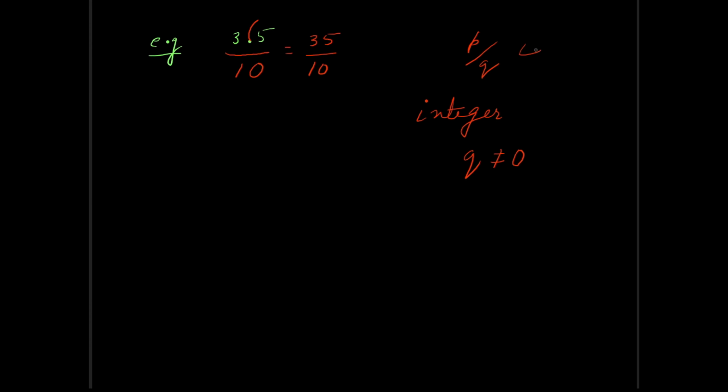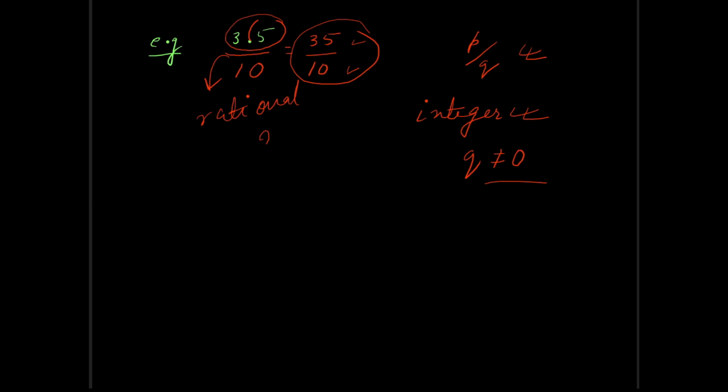So first condition satisfied. Now the second condition. Are p and q both integers? Yes, we have p equal to 35 and q equal to 10, and both are integers. Now the third condition, which says q must not be equal to 0. Here we have q equal to 10, which is obviously not equal to 0. So 35 by 10, or say 3.5, is actually a rational number.